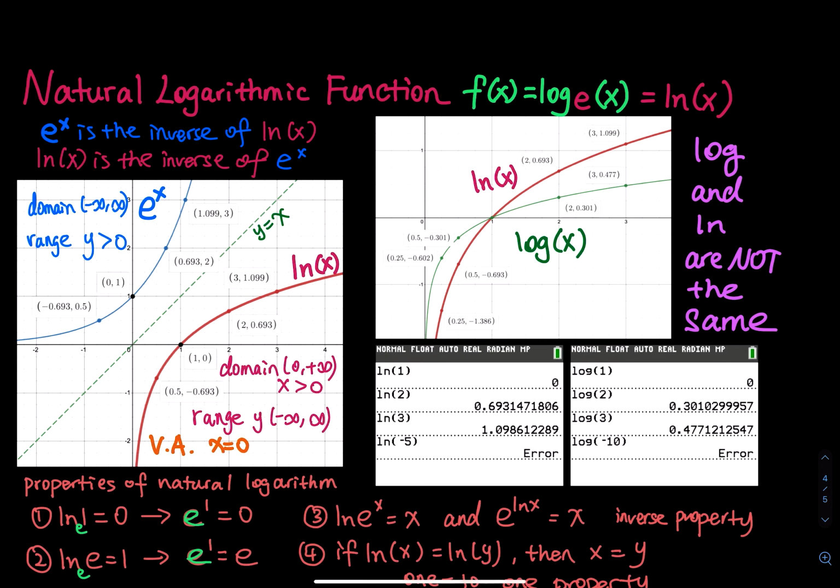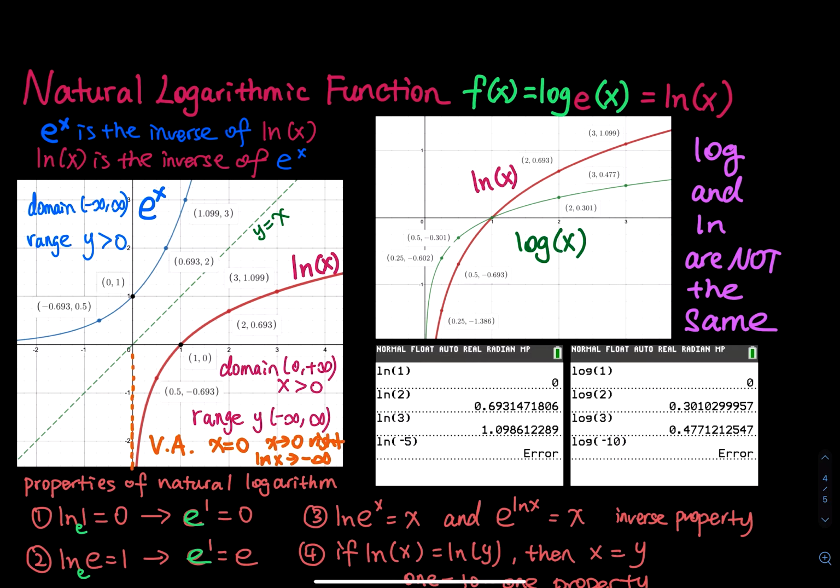So as x approaches 0 from the right, ln of x approaches negative infinity, which is this corner, right? It just goes all the way down to negative infinity. So the vertical asymptote is right over here at x equals 0. That's why the domain x must be greater than 0. There is no equal sign, because when x equals 0, there is a vertical asymptote. And then the range y can be positive, negative, and 0. So the range goes from negative infinity to positive infinity.